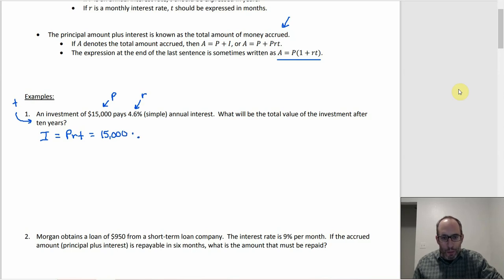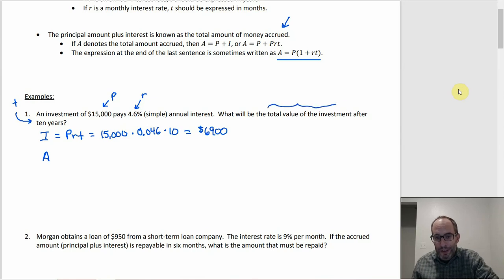times 0.046. I'll write it as 0.046, it probably looks better. Times 10. And if you multiply that out, that's going to be 6,900.